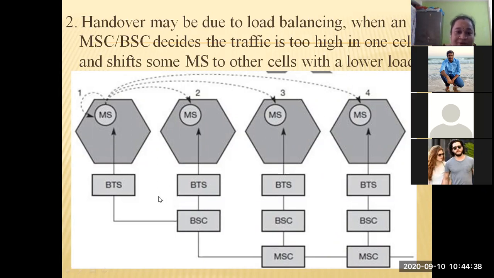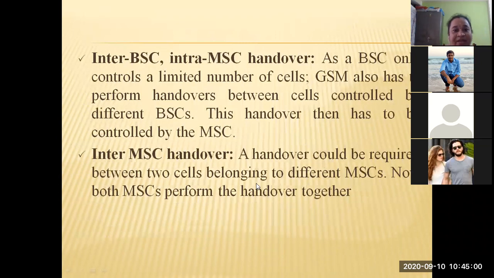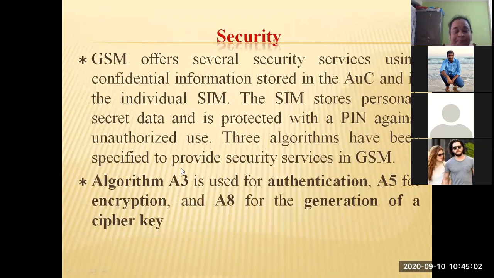Either we are under the control of the same BTS, or the same BSC, or the same MSC, or moving to another MSC here. This is how the four mechanisms of handover take place. We will be under the control of our local BTS, local BSC, local MSC, or a foreign MSC. Those are the four scenarios of handing over.